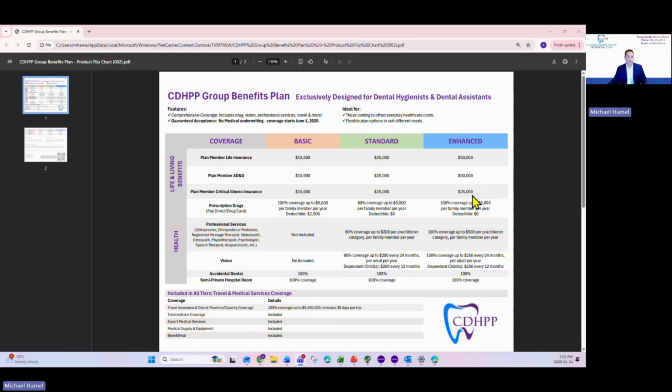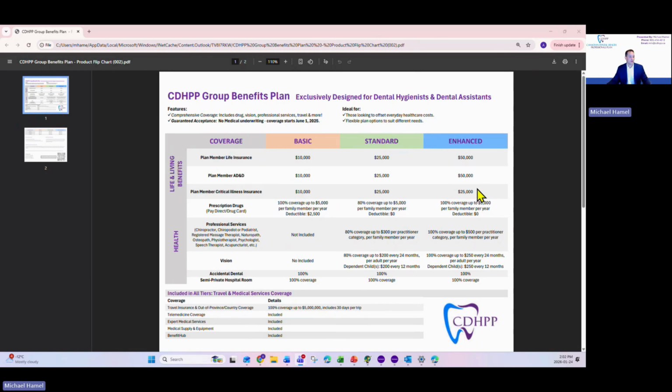So I'm going to quickly walk you through this and how it works. If you were to pass away from anything but an accident, your life insurance of $50,000 in this case would pay out to your beneficiary. If you were to pass away from an accident, let's call it a car accident, both the AD&D and life insurance, $50,000 each, would be paid out. So however you were to pass away, your beneficiary is going to receive either $50,000 or $100,000 tax-free lump sum payment.